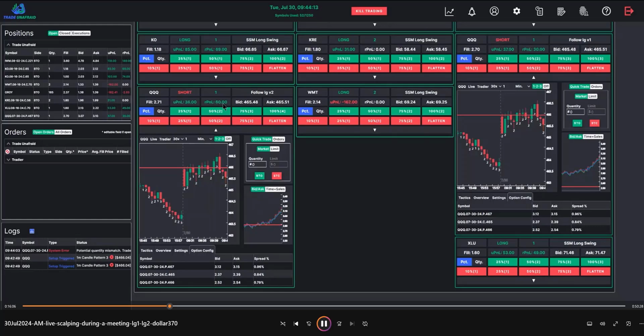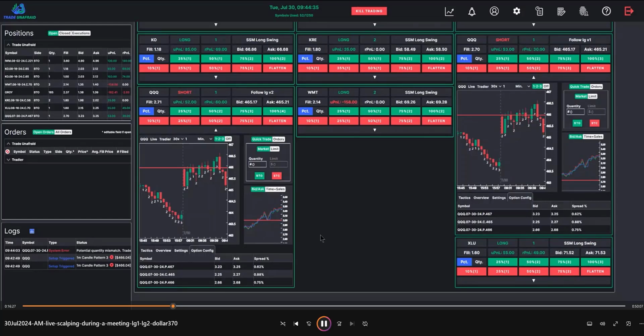This one's locked in $60. This one's locked in $30. The remaining contract is up 35 over here and 45 over here. And now the stops are protecting the profit. This stop, you'll notice, ratchets up.